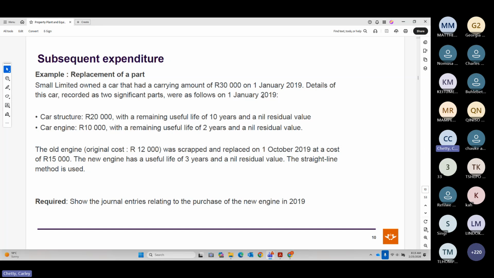So the old engine, which had an original cost of 12,000, was scrapped and replaced on 1 October 2019 at a cost of 15,000 Rand. The new engine has a useful life of 3 years and a nil residual value. The straight line method is used. So show the journal entries relating to the purchase of the new engine in 2019.